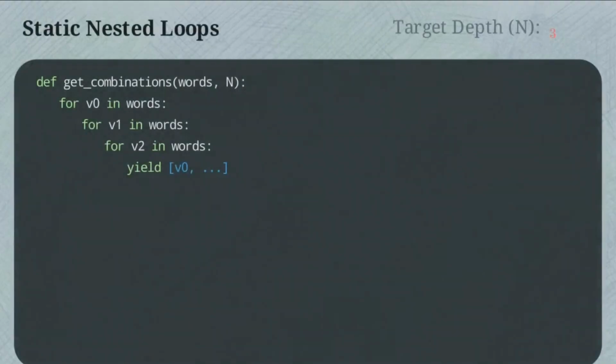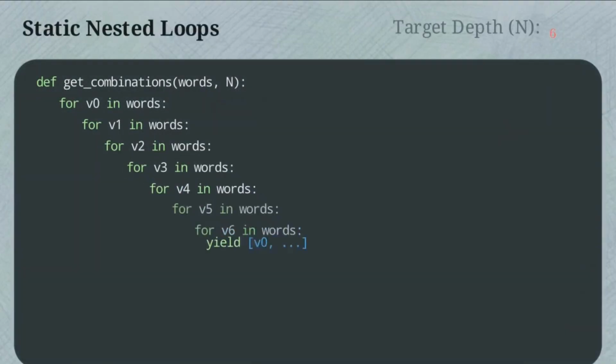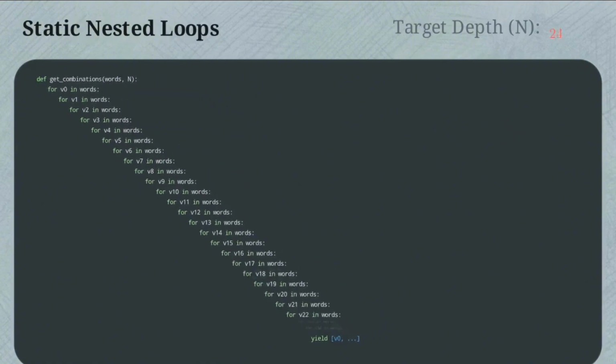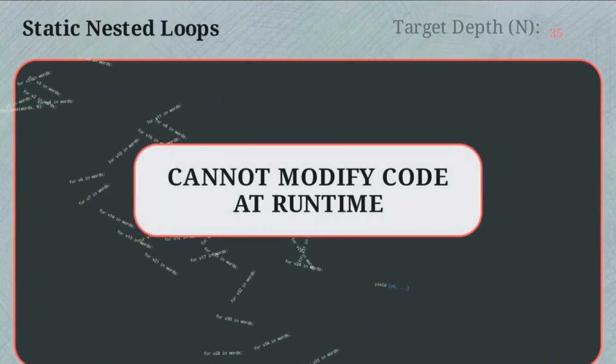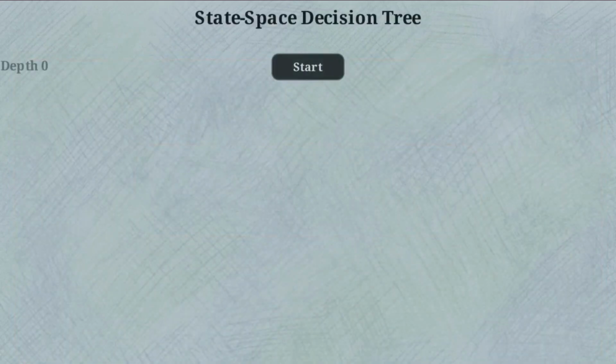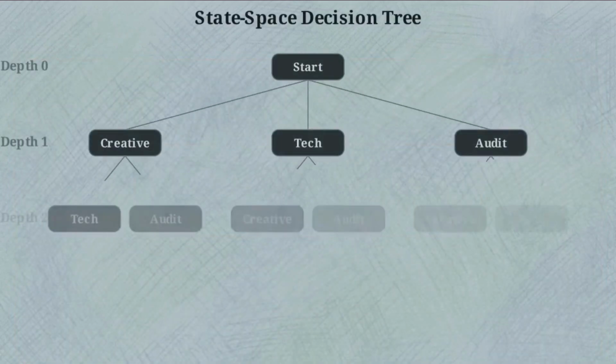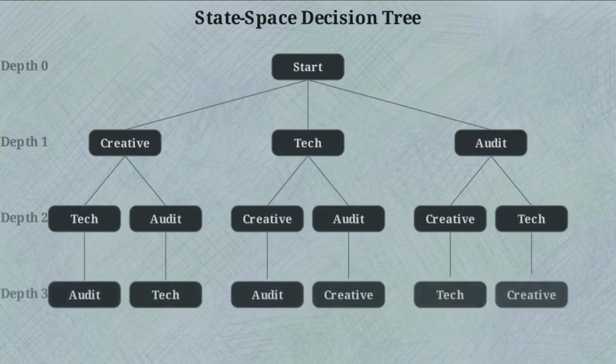The moment your keyword dataset scales or a user requests a dynamically changing sequence length, that nested structure shatters. You cannot write new loops into your code while the program is actively running. This diagram shows the solution, a depth-first search equipped with an undo button. In algorithm design, we call this backtracking.